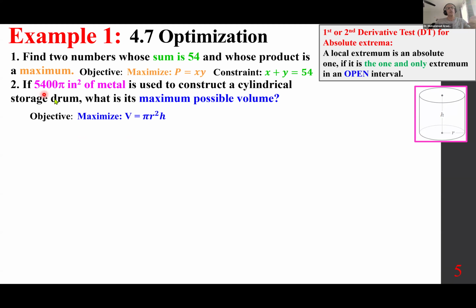And we have 5400 pi inch squared of metal. That means gift wrapping. That means surface area. The bottom has the area pi r squared. It's a circular shape, and it's times 2 because the top is identical to that. The lateral surface, if you cut this open, becomes a rectangular shape where the height represents one side and the other side is the circumference of the base. So 2 times pi r squared, and then plus 2 pi r h. That would be the surface area. It equals 5400 pi, and that's the limit.